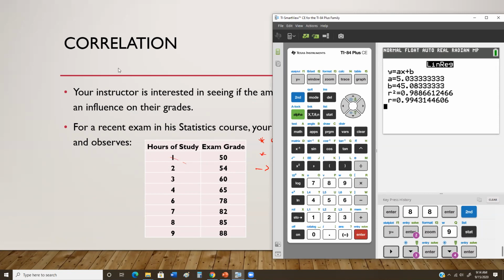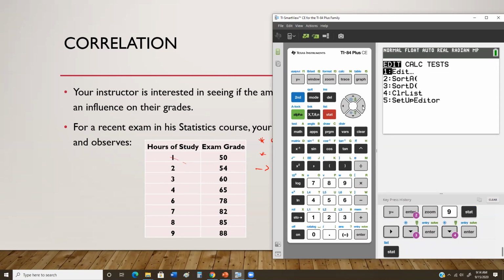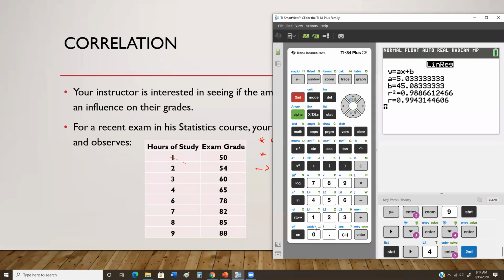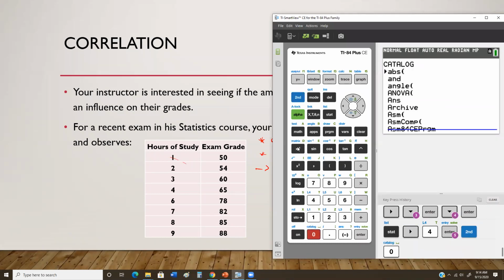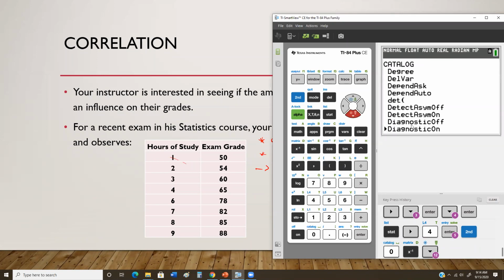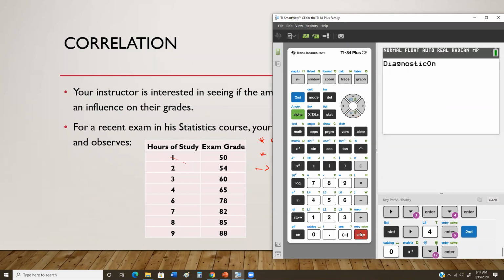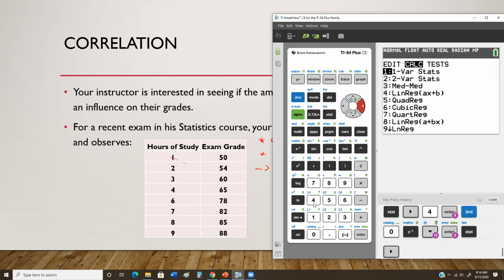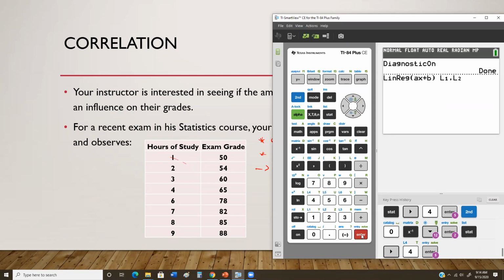Let me go back. Jessica, you go stat, you go to calc, and it's option number 4. Oh, you have A and B. You forgot to turn your diagnostics on, Jessica. So go to second function, catalog, press the X inverse button, and you're going to scroll down till you find diagnostics on. Then you should be able to see this.